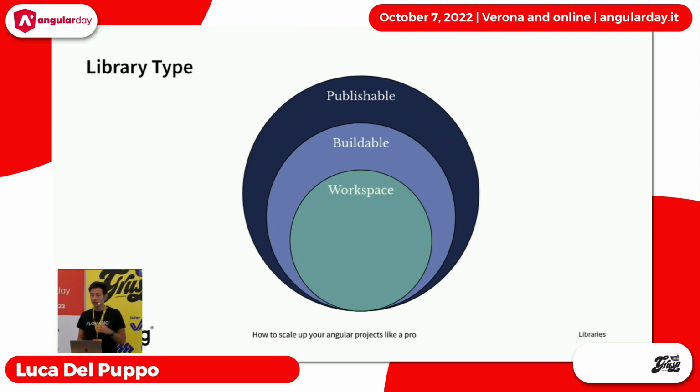The last one is the publishable library. A publishable library is a buildable library, but with the publish target. So we can publish this kind of library in a registry like npm or the GitHub registry, both public and private.